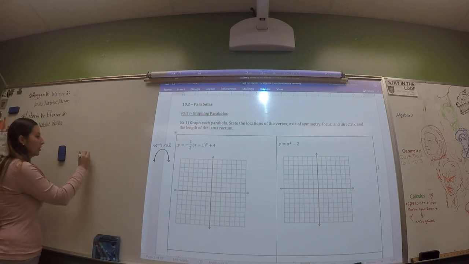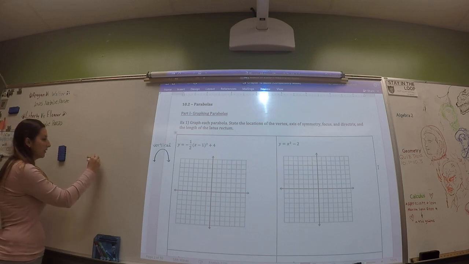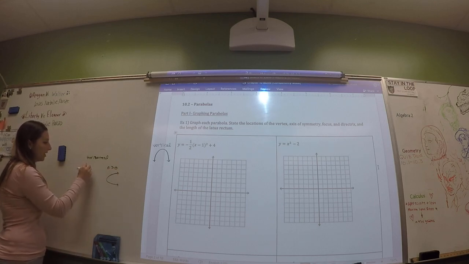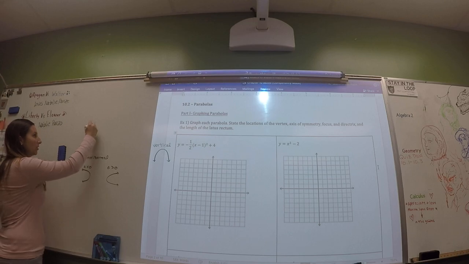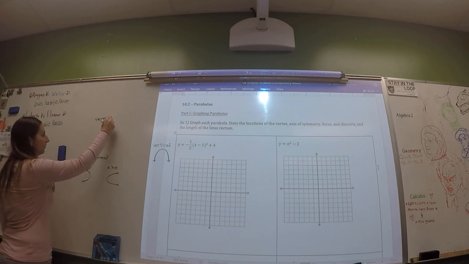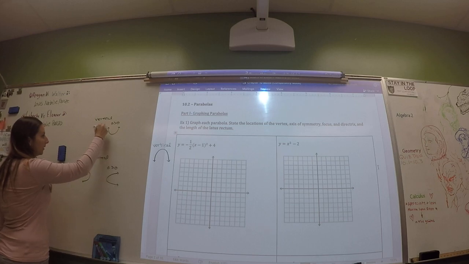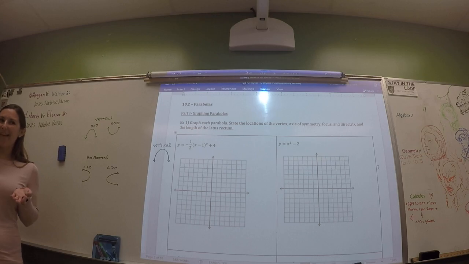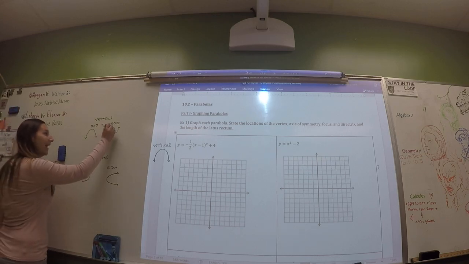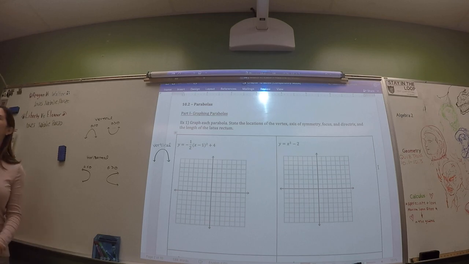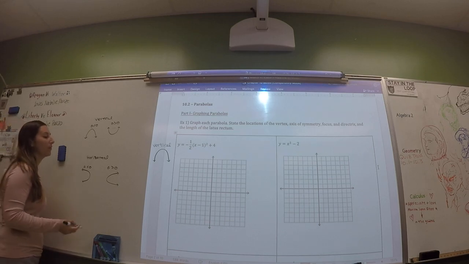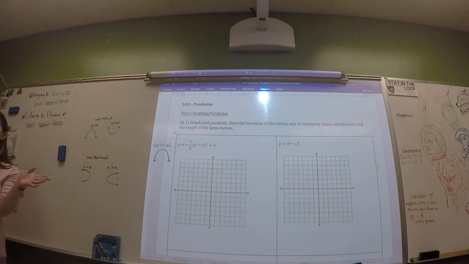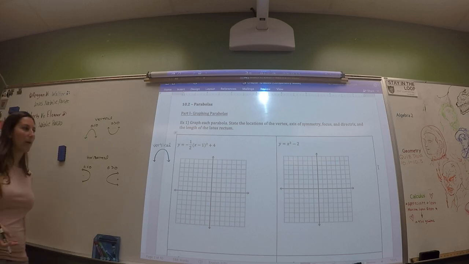We'll get to horizontal ones, but just in case you're wondering: for horizontal, if A is positive, it goes to the right, and if A is negative, it goes to the left. For vertical, if A is positive, it goes up, and if A is negative, it goes down. Think positive, happy face; negative, frowny face. For horizontal, positive means going to the right, negative to the left. I don't have a cutesy thing for that.